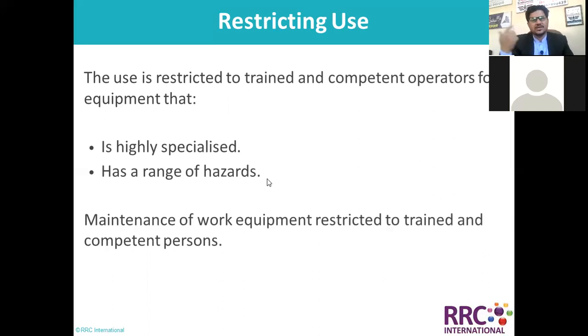We can even put up a circular everywhere: please, if it is not your job, don't do it. If you're not trained for it, not authorized for it, don't do it. Like if you're not authorized to operate a crane, don't operate it. Even if you are certified, even if you have third party certification, but you are not authorized by the company management or the safety department, still you have no authority to use it.